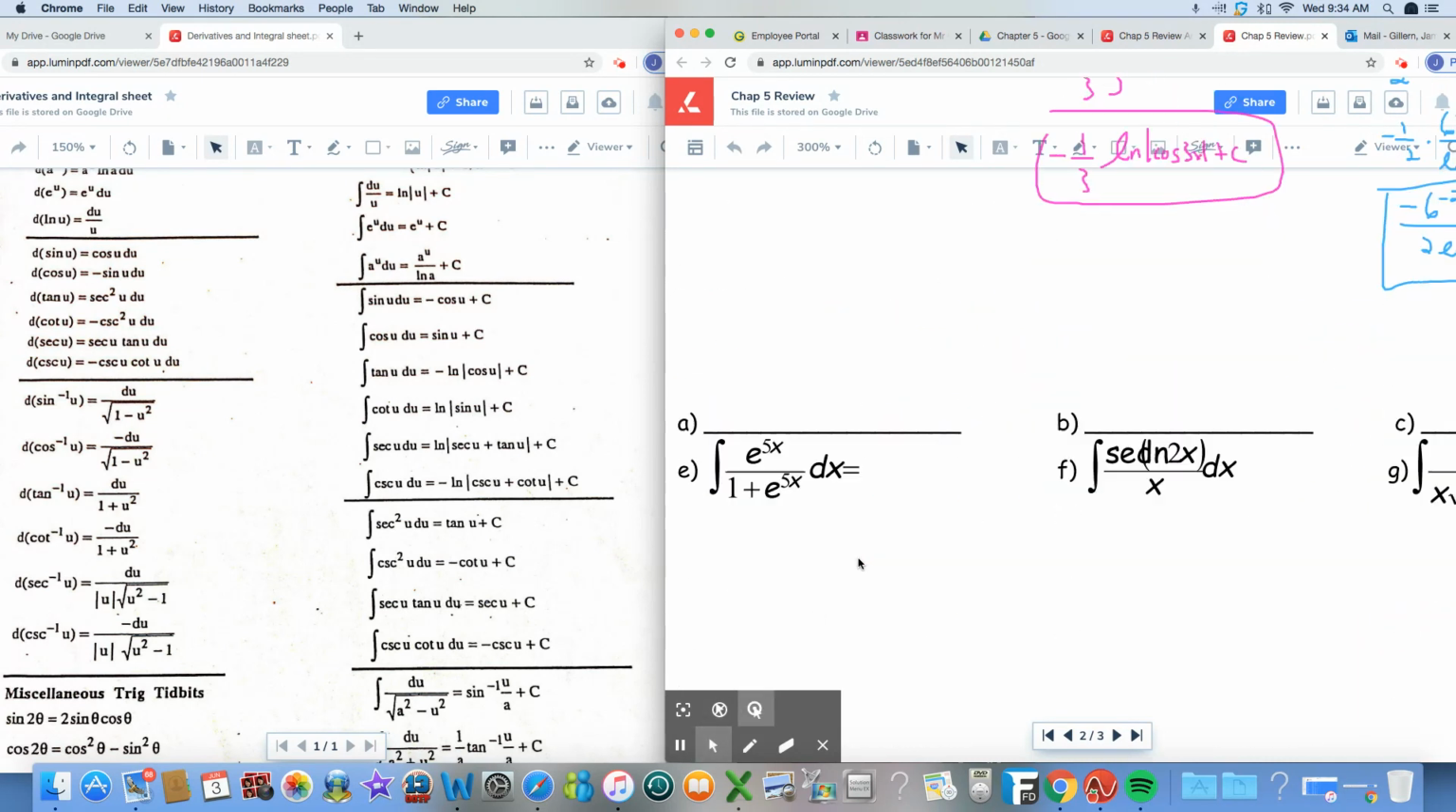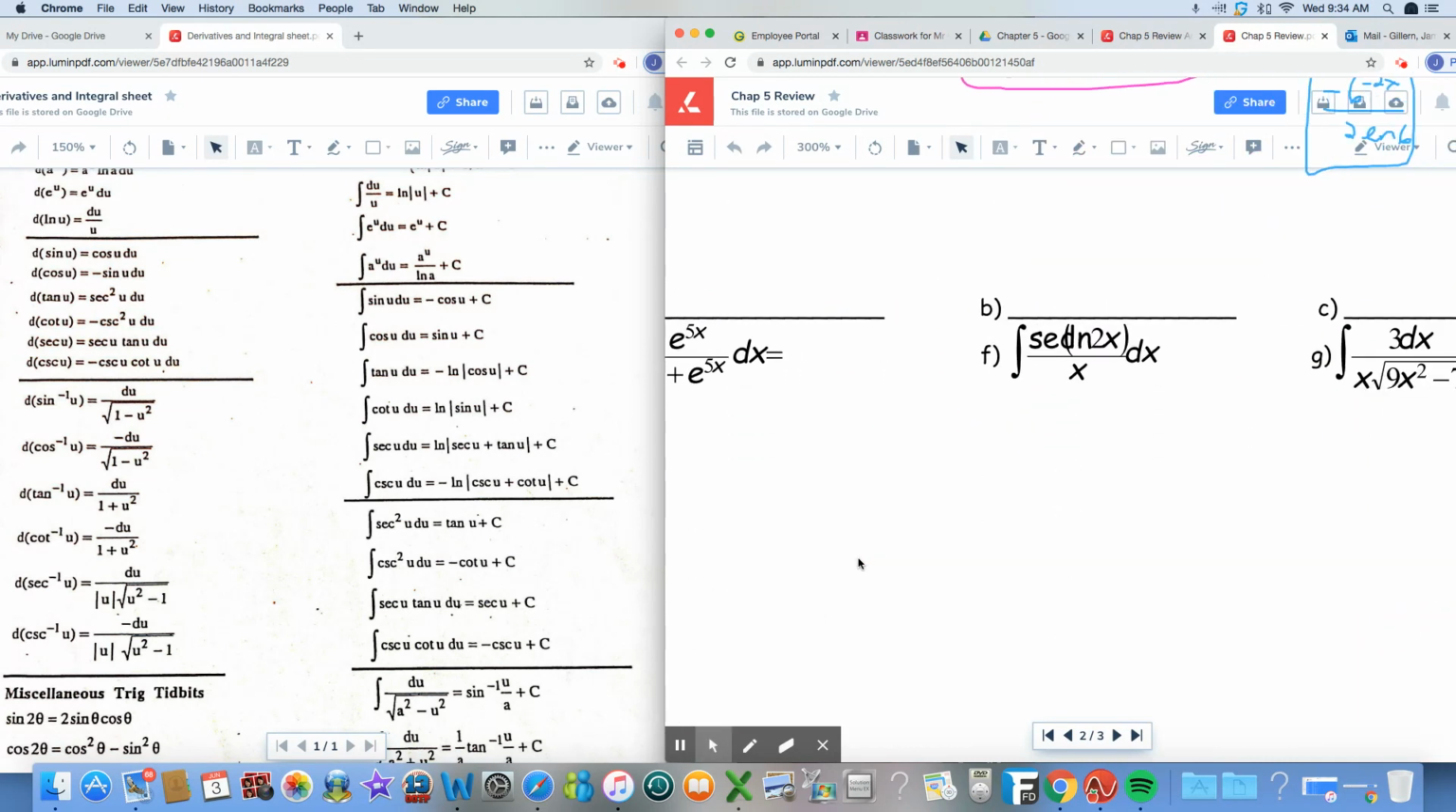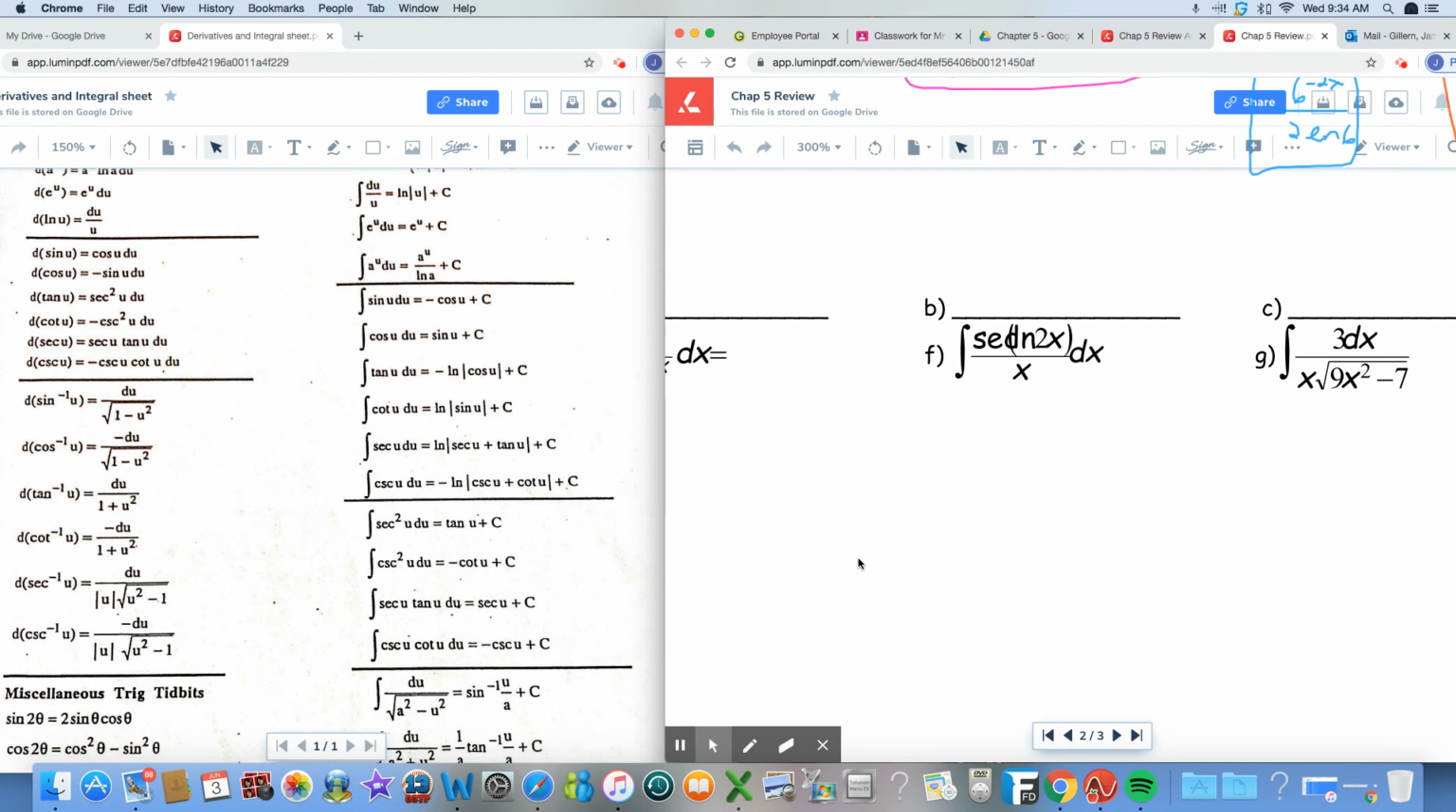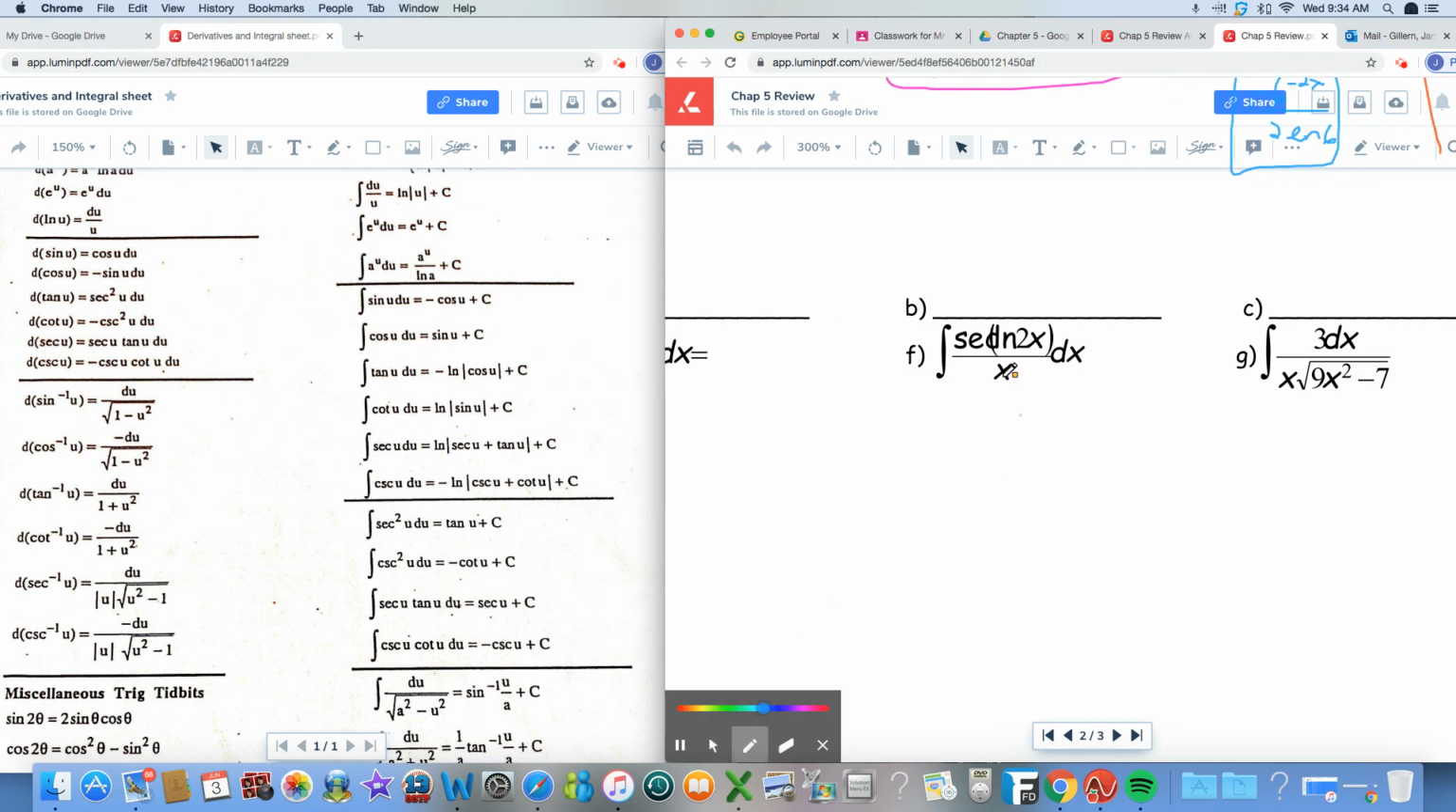All right, let's see here. E we already did. Okay, now here we have secant of the natural log of 2x on the inside, all over x. So we have 2 possibilities here. Remember, u can be the denominator, or u can be whatever comes after the trig function. If I just took the derivative of x, it's just 1. It doesn't get rid of anything up here. So let's pick what comes after it, which is the natural log of 2x.